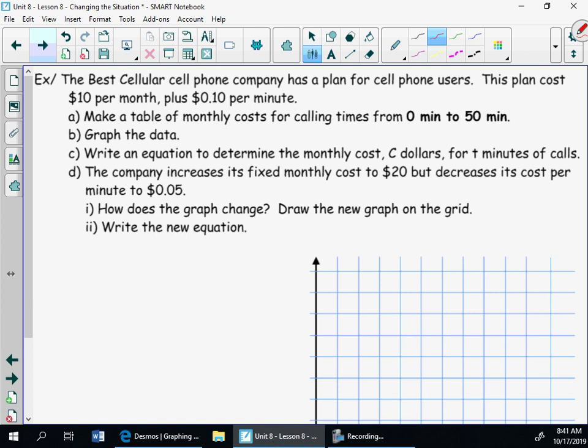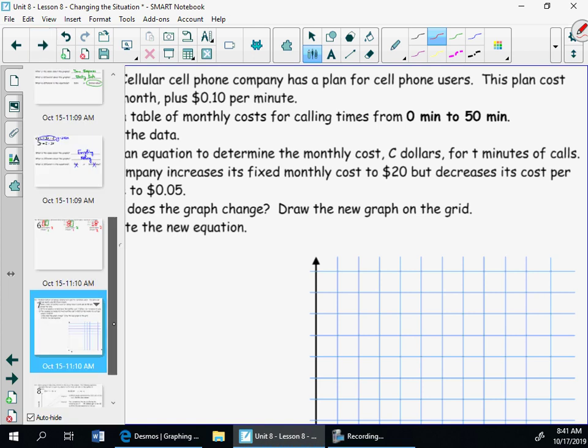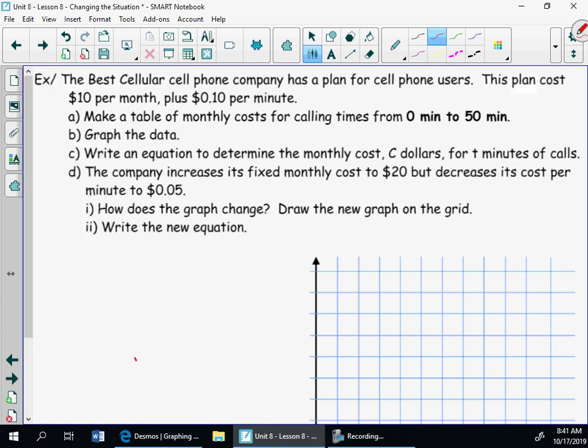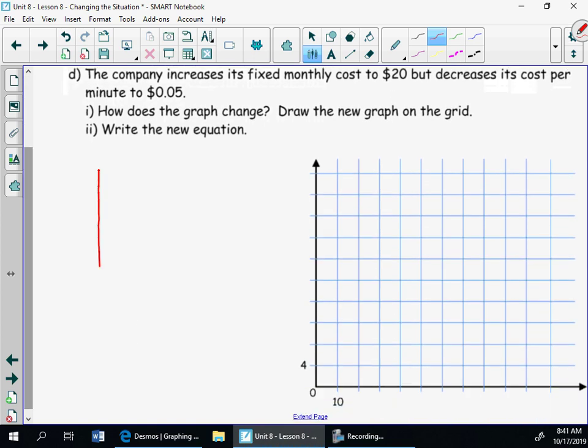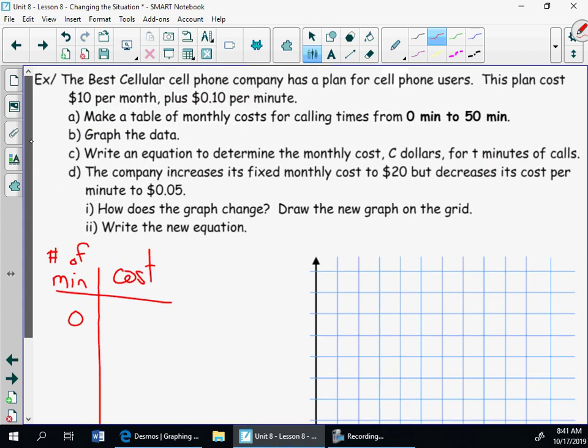Well, here's our big question. Okay, the best cellular company has a cell phone plan for users. The plan costs $10 a month plus 10 cents a minute. They want to make a table of values. Okay, so I've done this before. Number of minutes, cost. Okay, if we go no minutes, it's going to cost us the initial value of $10 a month.